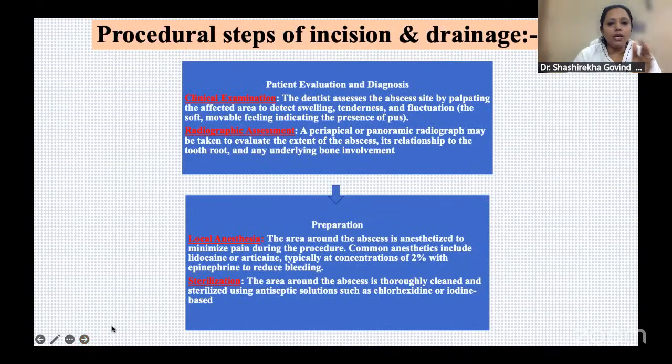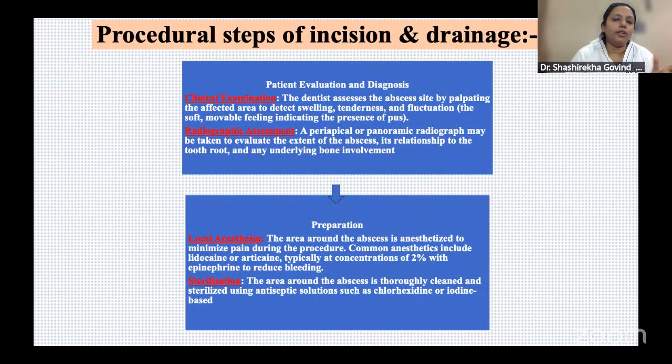Now, what are the steps? How are you going to do the incision and drainage? Once you have seen clinically that there is a fluctuant or movable swelling or the presence of pus, and you have assessed radiographically where exactly the pus is, the patient will be in severe pain. So better you give local anesthesia. If you don't give local anesthesia, the patient will jump.